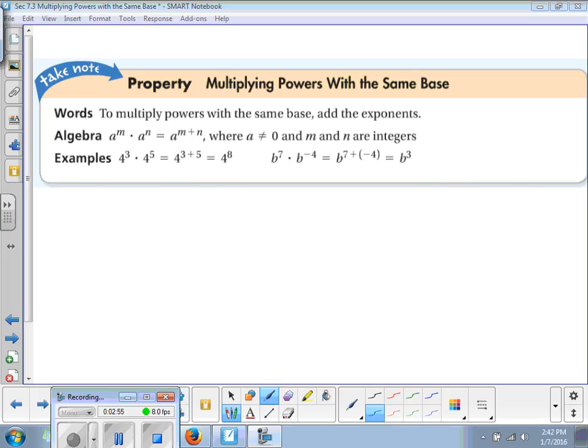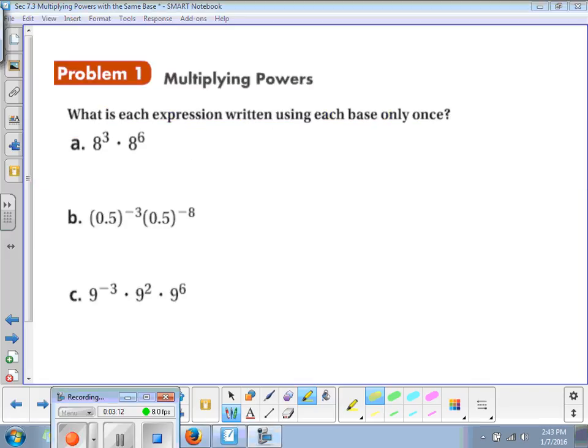So, to multiply powers, and I want you to write down your rule, to multiply powers with the same base, you want to add the exponents. And here is just the examples that we did at the beginning. Okay? Problem 1 is multiplying powers. And we want to know what is each expression written using each base only once.